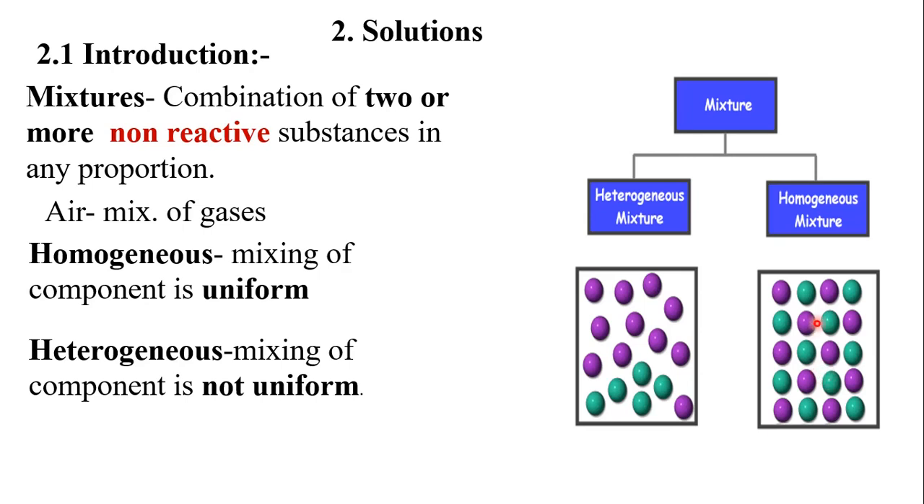But here, in case of a heterogeneous mixture, see here the mixing of components is not uniform. If you take the lower portion of this mixture, then it contains only the green particles. And if you take the upper portion of this mixture, then you get what? Only the blue particles are there. So it is a heterogeneous mixture. That means the composition of this mixture is not uniform. So this is the difference between homogeneous mixture and heterogeneous mixture.